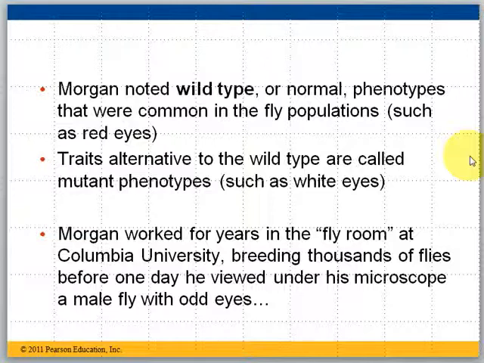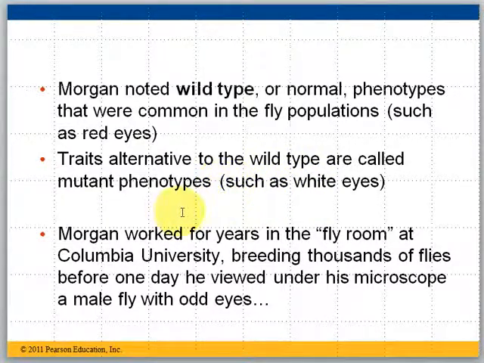This is what you would see commonly in an everyday fly population out in the wild. For example, one of the things he looked at was eye color. Red eyes is the wild type. That is what you normally see in fruit flies out there in the world, outside of the laboratory. So when he found a trait that was not the wild type, for example, a fly with white eyes, he would call that the mutant phenotype, or the alternative phenotype.